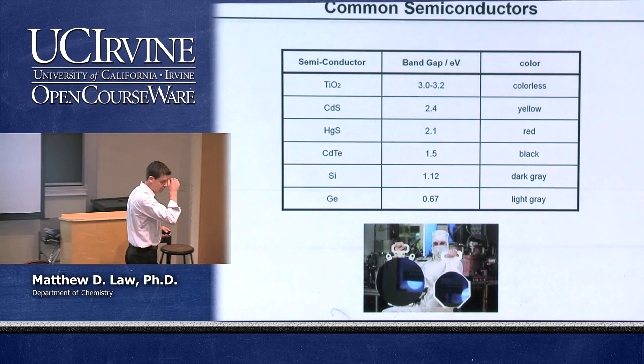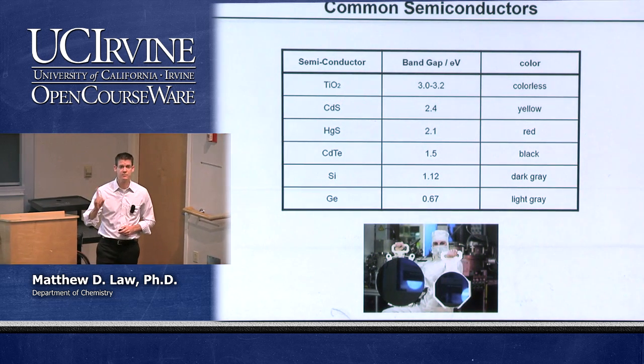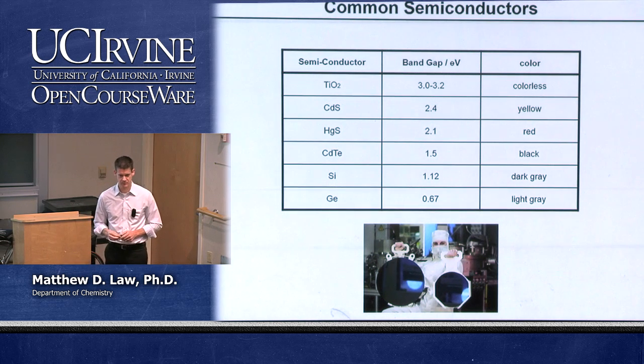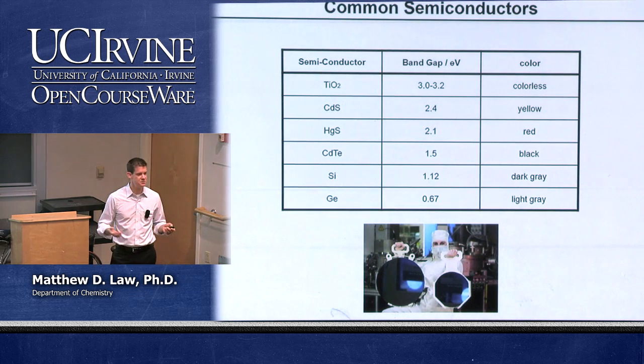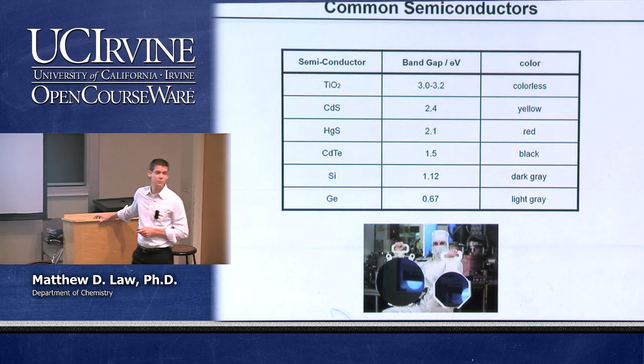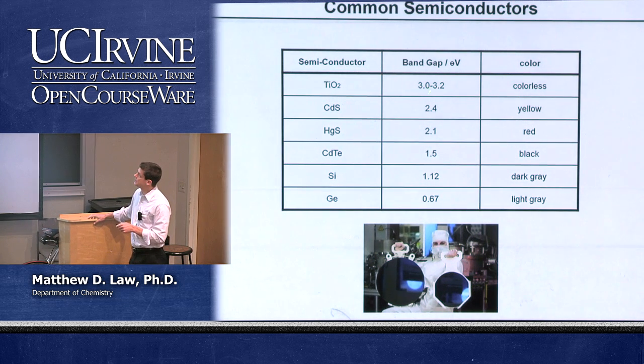Okay? What we're going to do is understand doping in terms of one important semiconductor, silicon. There are, as I mentioned, many different kinds of semiconductors. And this is just a small list of some important ones, in order of decreasing band gap, essentially here.